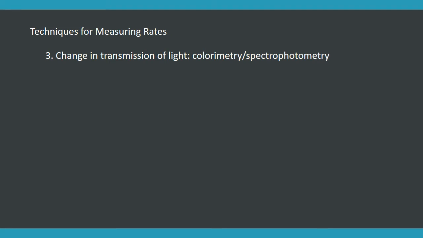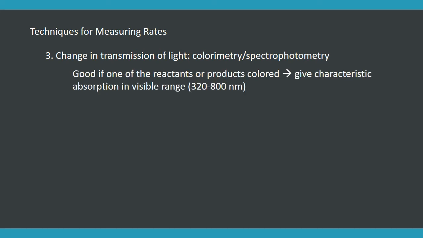Third, looking at the change in transmission of light, which is really cool. Actually, it's a really neat piece of technology. You could look at colorimetry or spectrophotometry. So it is good if one of the reactants or products are colored, and so you either see a loss of color or a gain of color. Or you could look at a clear solution going to a cloudy solution or a cloudy solution going to a clear solution. Either one of those works. But this is going to give you a characteristic absorption in the visible range.